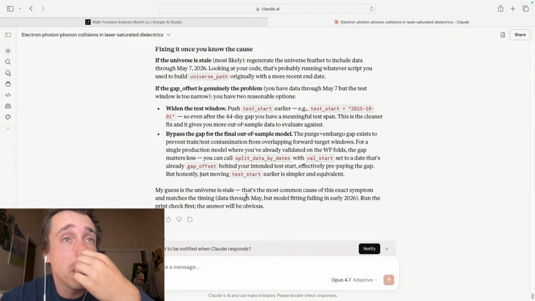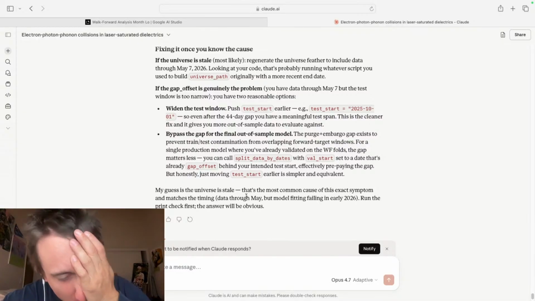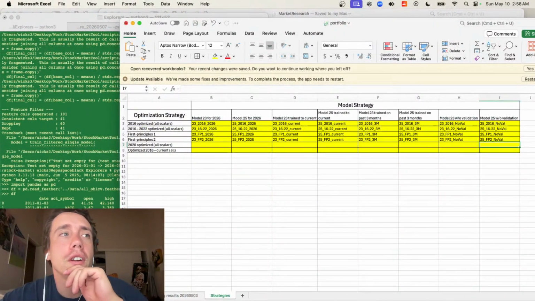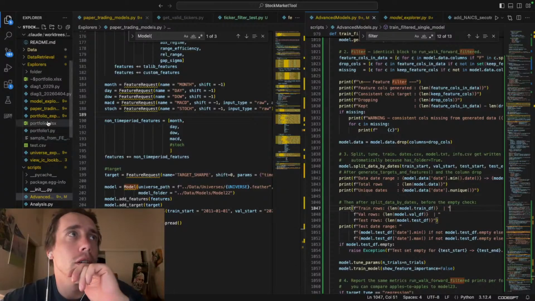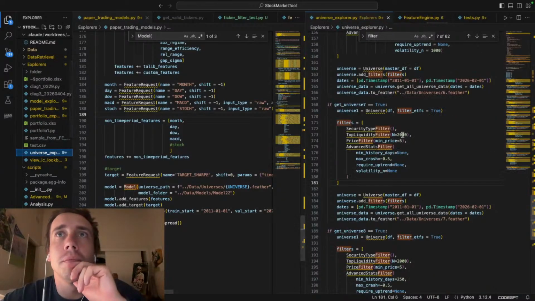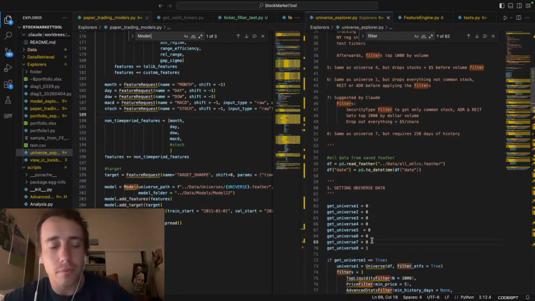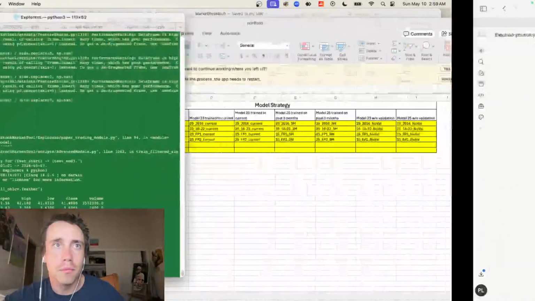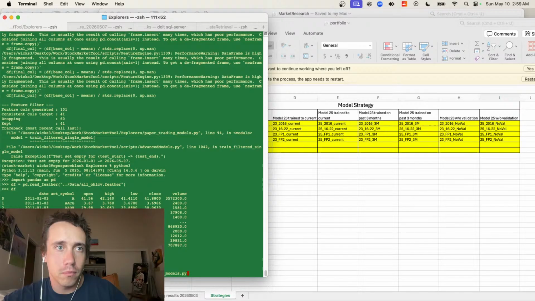Oh, the universe is stale. Oh, duh. Of course. I forgot I have to regenerate the universe. All right, so if we go to Universe Explorer. Where is it? Universe Explorer. Get Universe 7. Let's turn that back on. Paper trading models. Nope. Universe Explorer.